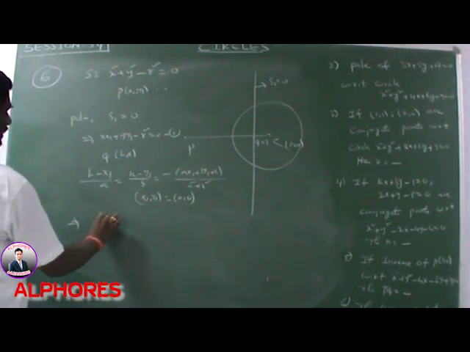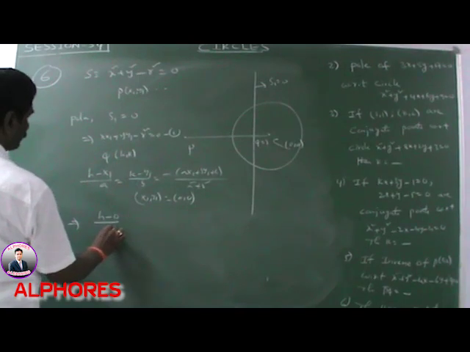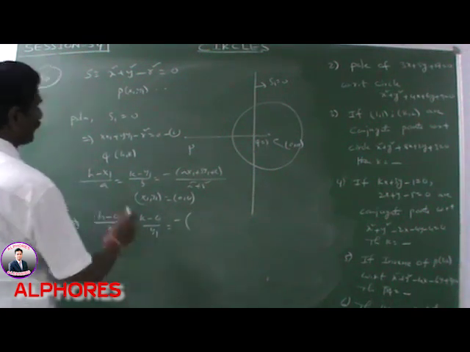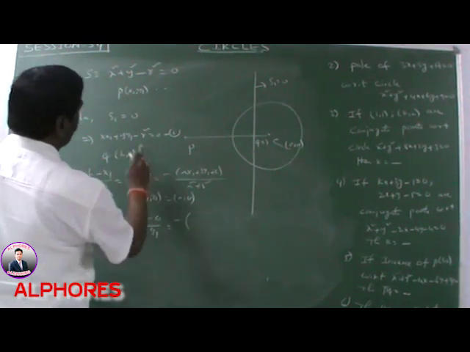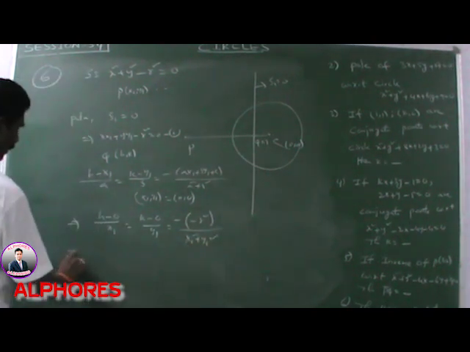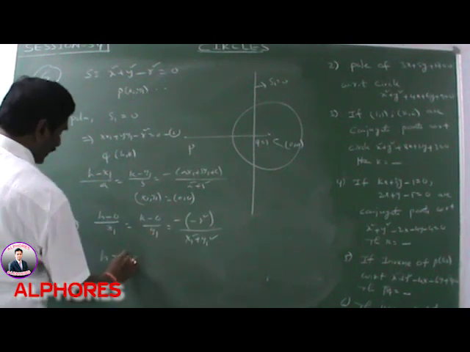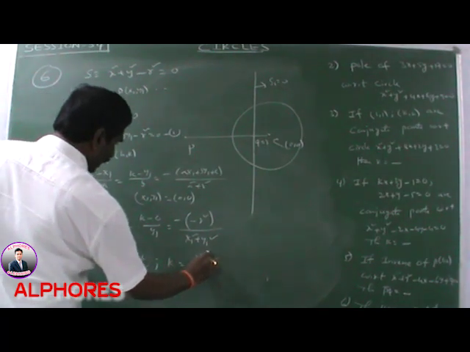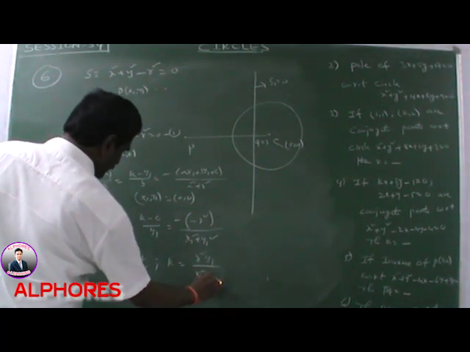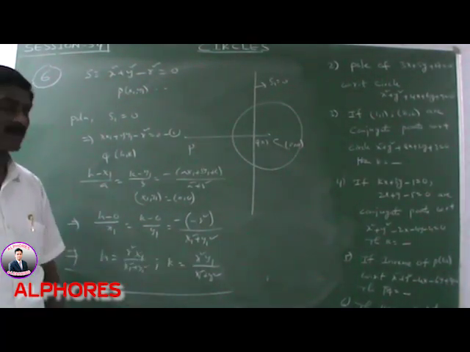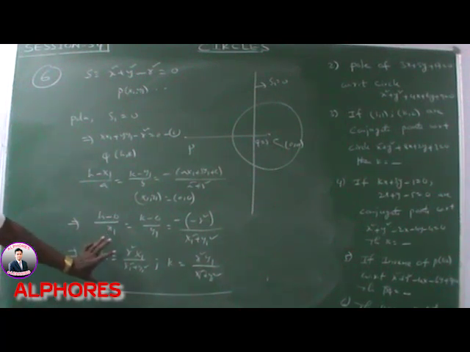That means (h minus 0) by a, means x1, is equal to (k minus 0) by b, means y1, is equal to minus of (a x1, means 0, plus 0 minus of minus r square) by (x1 square plus y1 square). So h is equal to, after cross multiplication, we get r square x1 by (x1 square plus y1 square), comma, k is equal to r square y1 by (x1 square plus y1 square). Therefore the inverse point is (r square x1 by (x1 square plus y1 square), r square y1 by (x1 square plus y1 square)). It is the inverse point. Okay, note this value.